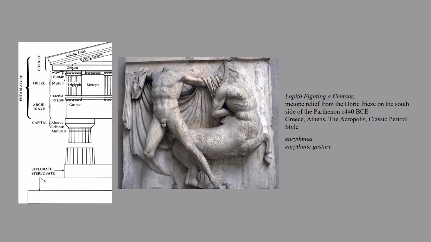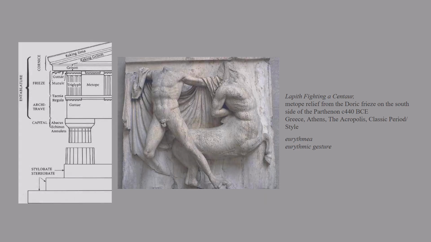And we see here this figure who has idealized heroic musculature, which also becomes an important component of Renaissance art, is about to decapitate or club the head of this centaur, who it appears he has bound. And the centaur and he are in a kind of visual balance in terms of the composition.